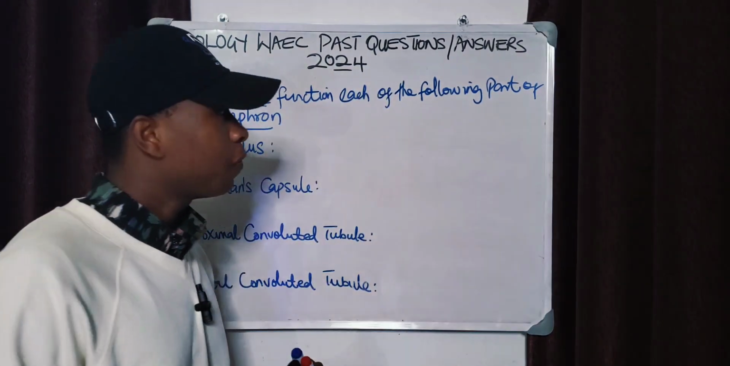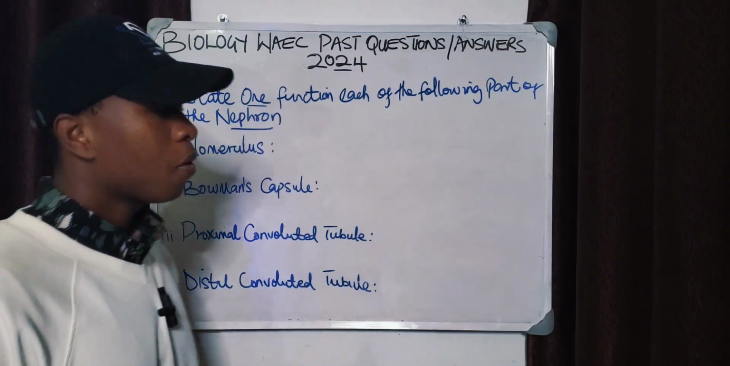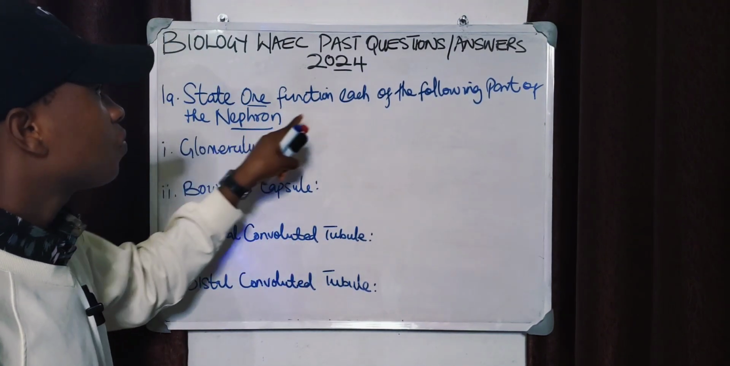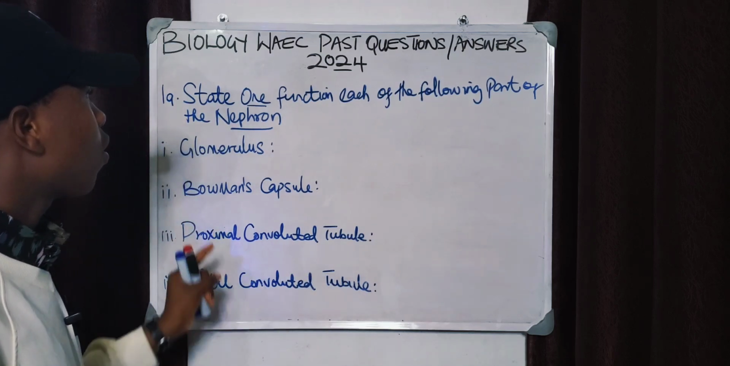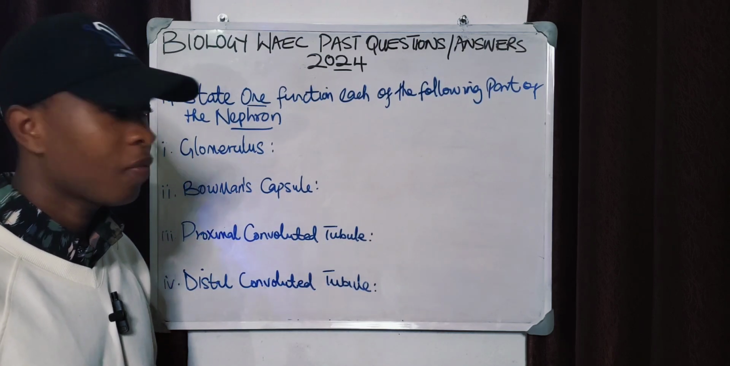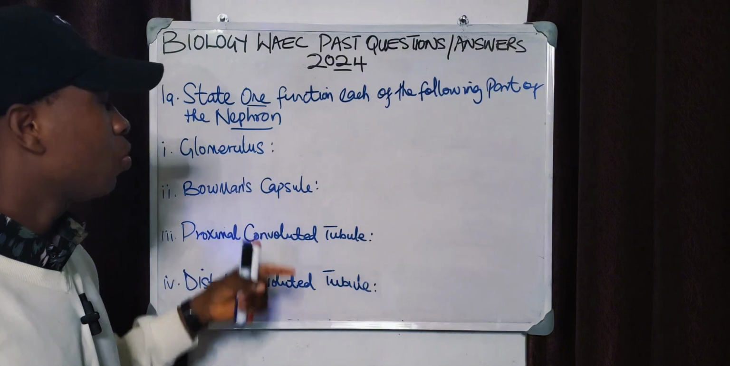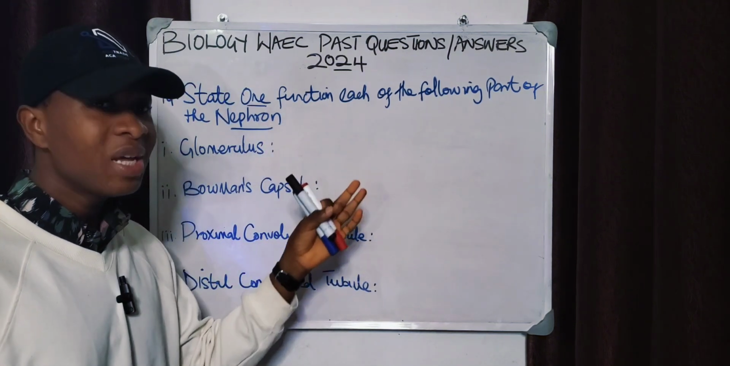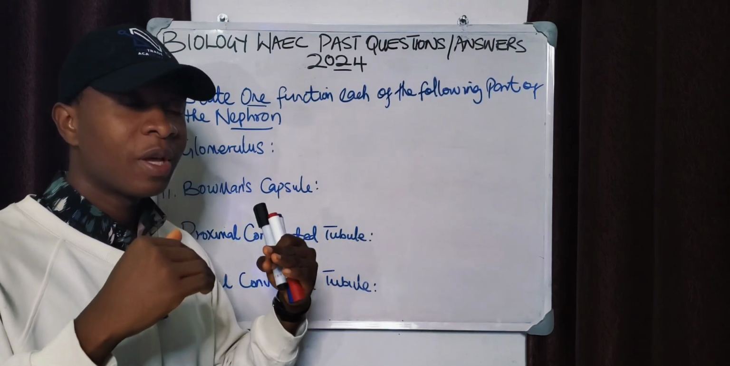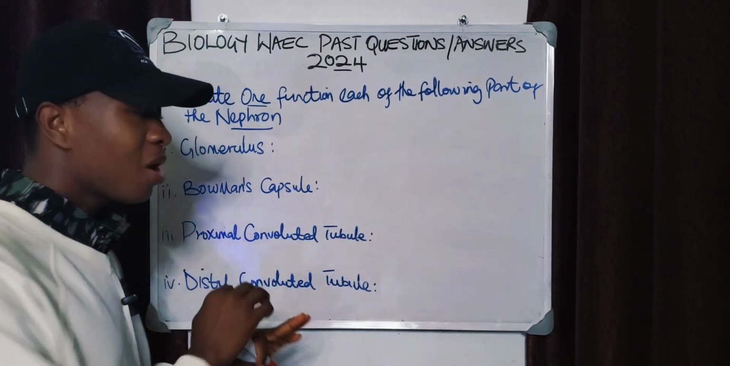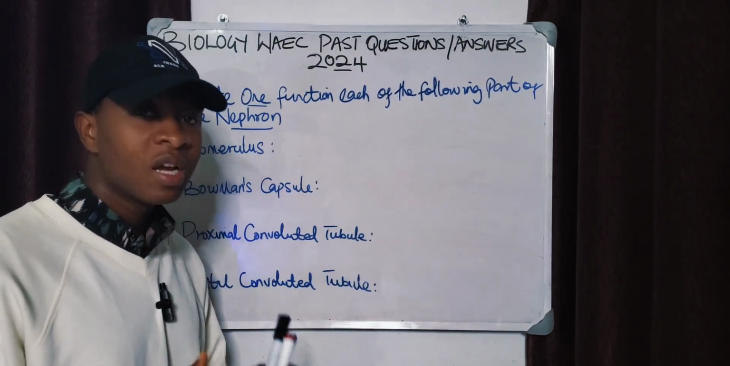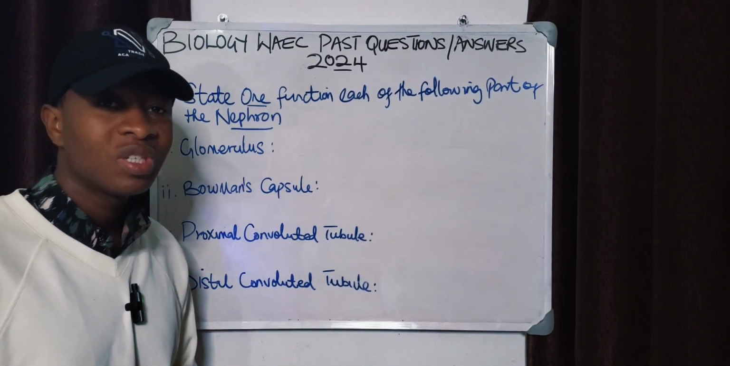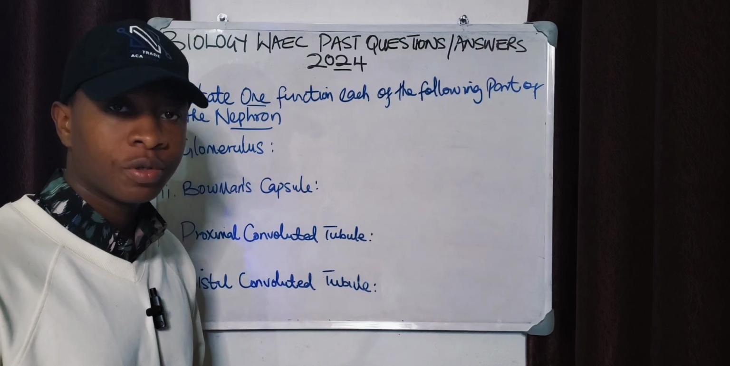Okay, so in this video we'll focus on the 2024 past question. So number one, which is A, it says state one function of each of the following parts of the nephron. Now the first part they gave us is glomerulus. So what is the major function of the glomerulus? It's very simple. Now students often talk about explain the term. You are not asked to explain the term, you're just asked to state the functions. Okay, so the major function of the glomerulus is ultrafiltration.